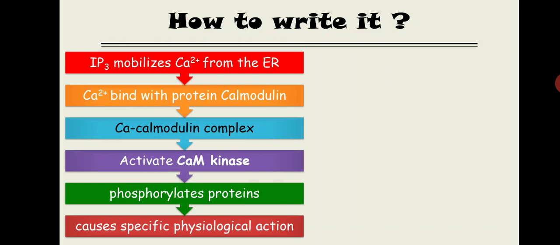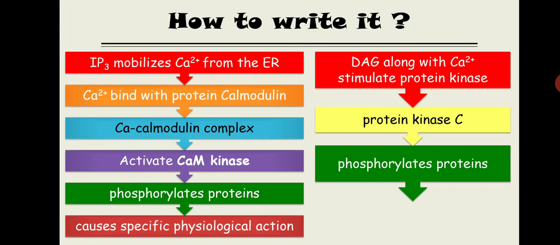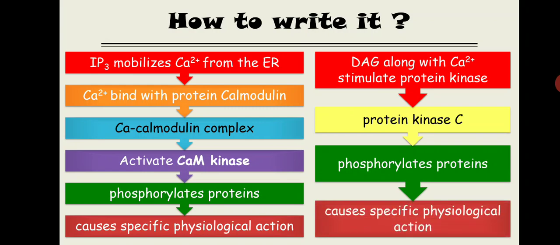Now what will happen to the DAG? DAG along with the calcium stimulates a protein kinase. That protein kinase is known as protein kinase C, and it phosphorylates various proteins and causes a very specific physiological action inside the cell. Now the next system that we are going to learn is the cyclic GMP system.